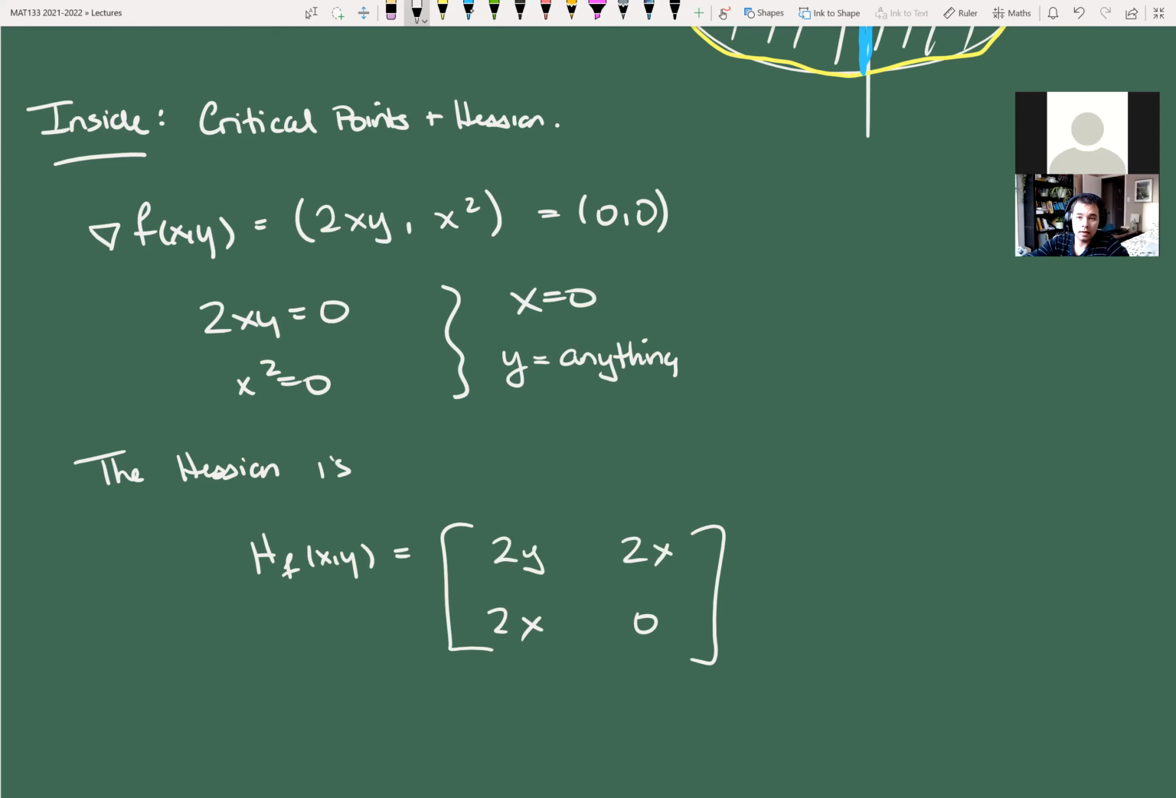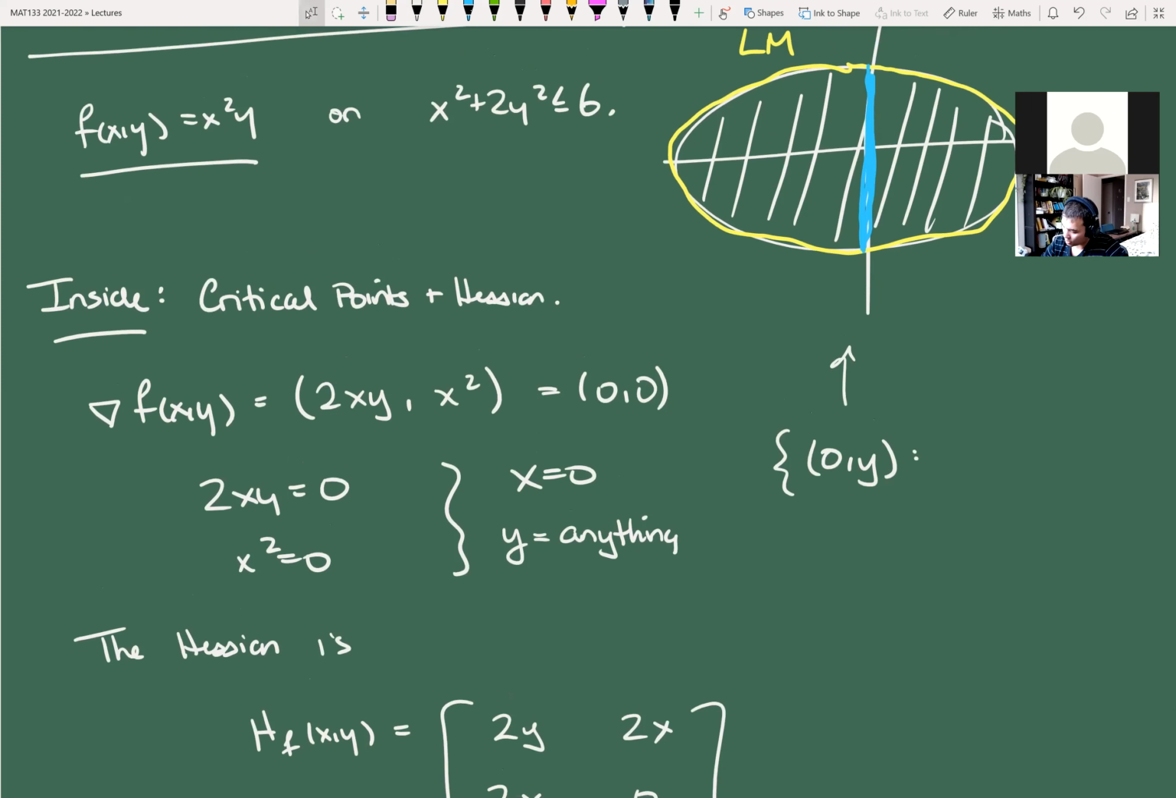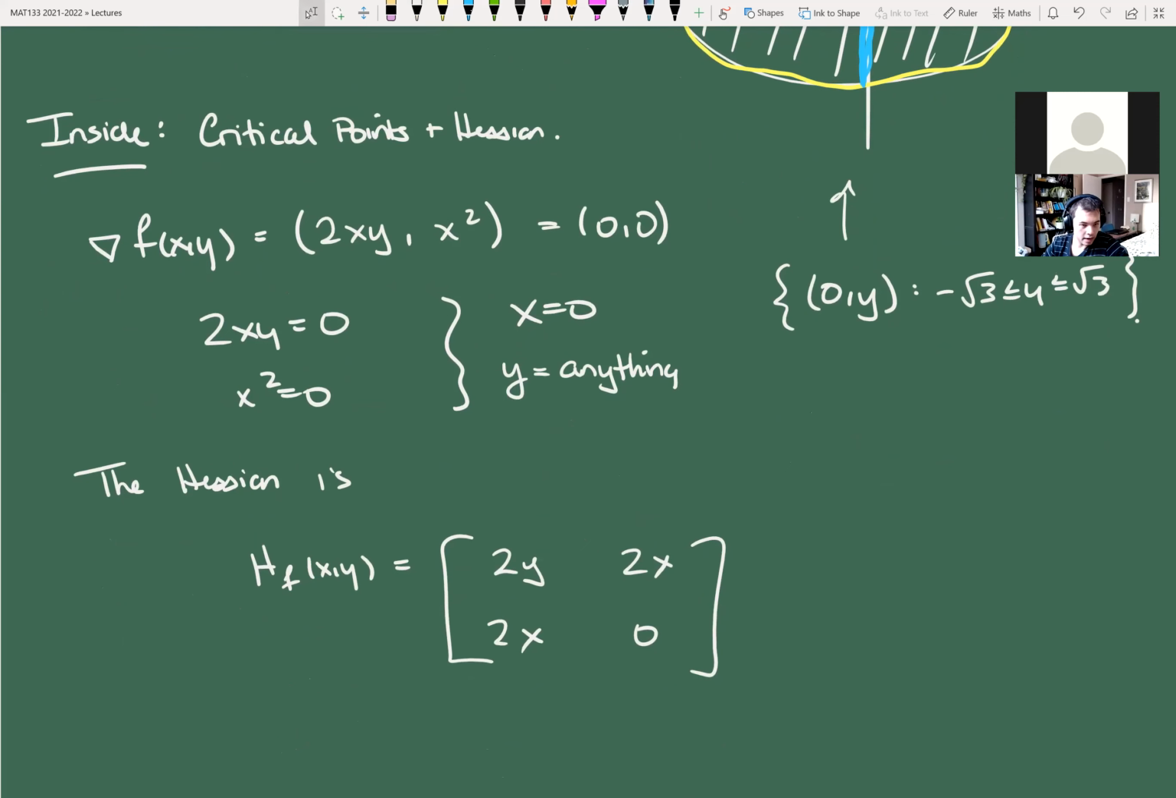And now I want to look and say, well, what does it look like along this blue set here, right? This blue set is the set of (0, y), where y is between what? So if x is 0, y is between plus or minus root 3. Right? So I want to look at what this thing looks like.